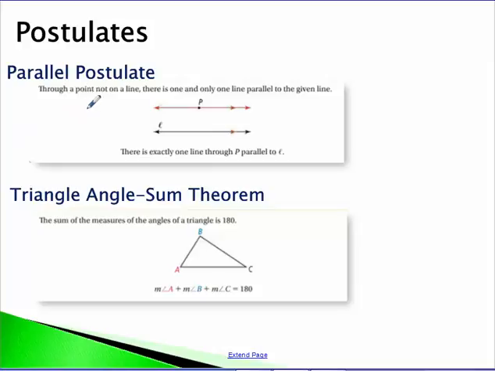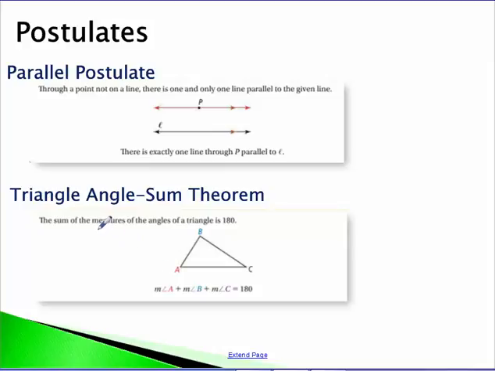So the parallel postulate said that through any point that's not on a line, there's one parallel line. So if I have this line here, line L, and I pick any point, point P, there's only one possible parallel line to line L.